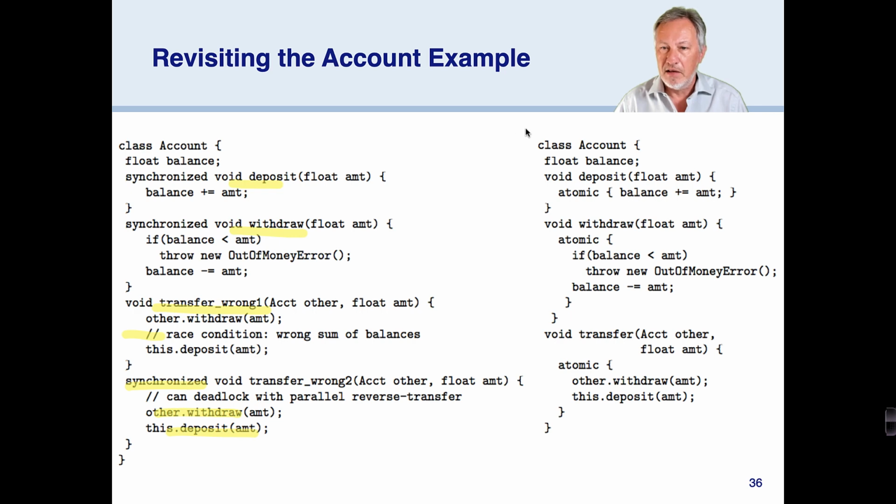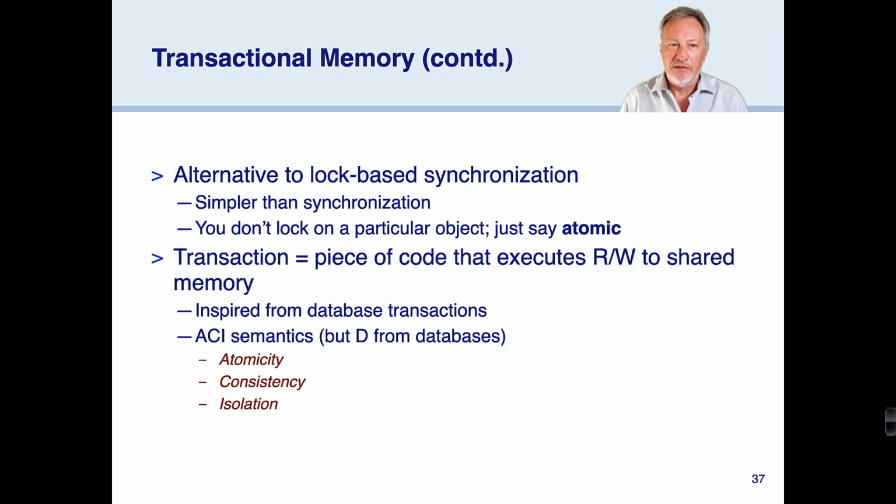On the other hand, here we have an account defined using the atomic keyword, which doesn't exist in Java, but you could imagine that it might. And here we have a withdraw being atomic and deposit being atomic, and the transfer also being defined as atomic. So if that fails, it will roll back and attempt again. So it's an alternative to lock-based synchronization. It's simpler. You don't lock on an object, you just say atomic.